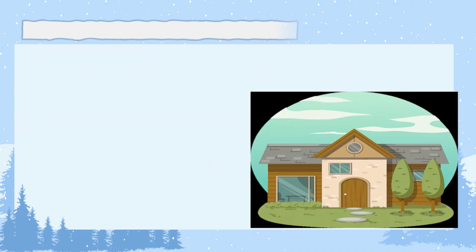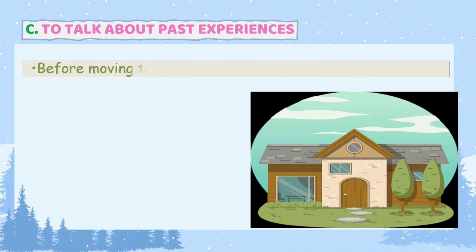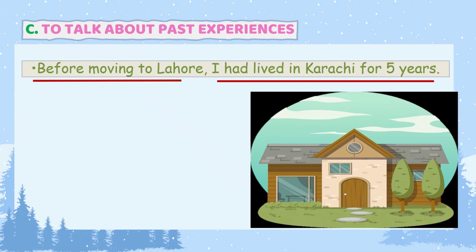To talk about past experiences. For example, before moving to Lahore, I had lived in Karachi for 5 years. In this sentence, the first action is living in Karachi and the second action is moving to Lahore. The second part is past perfect.